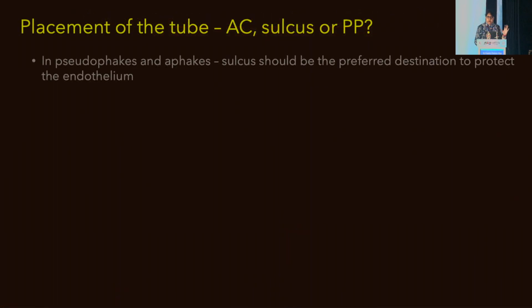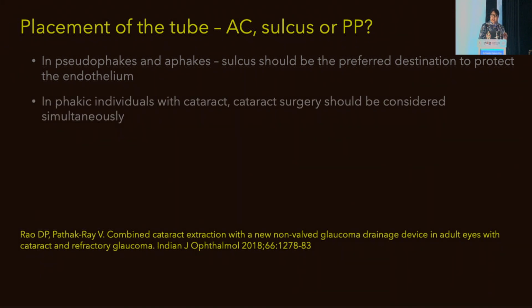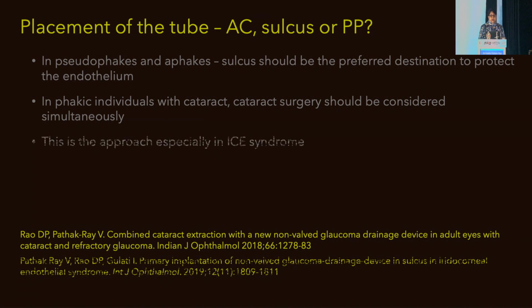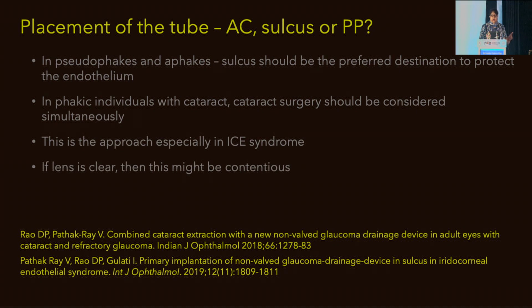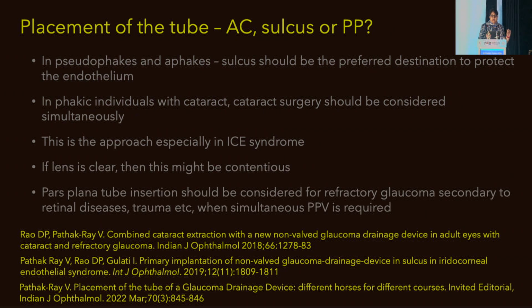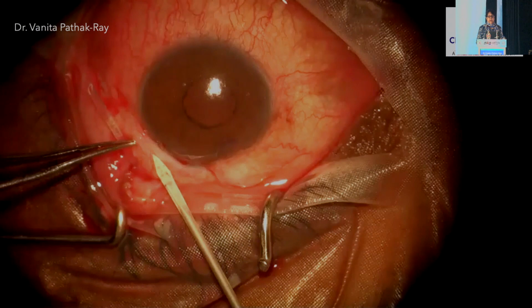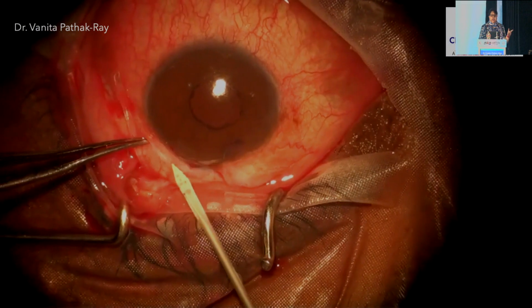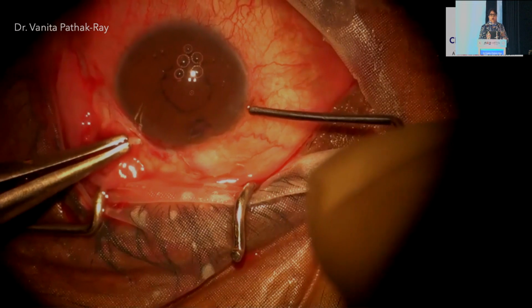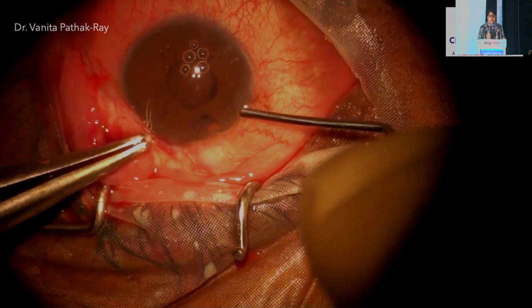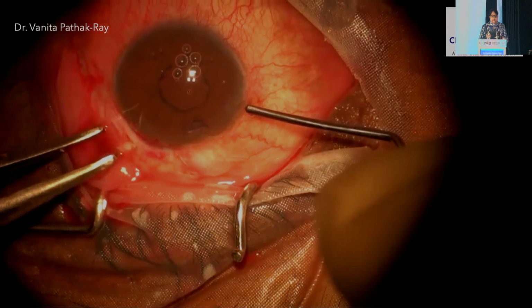Right, so for the placement of the tube, I do a standard sulcus placement unless it's not possible. In pseudophakics and aphakics, there is no reason why you can't do it. In phakic individuals, if they have cataract, I combine it with cataract surgery, and I certainly do that in ICE syndrome. When they don't have cataract, then of course that can be contentious. A pars plana tube insertion I only do when simultaneous PPV is required. So you can see here I have used a technique where I have inserted the tube in the PI window of a patient's previous trab. You can see the tube there.